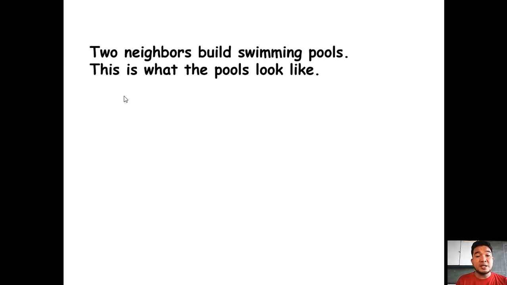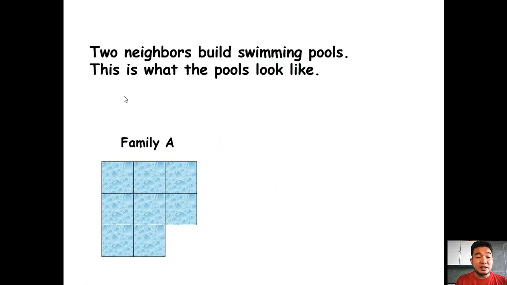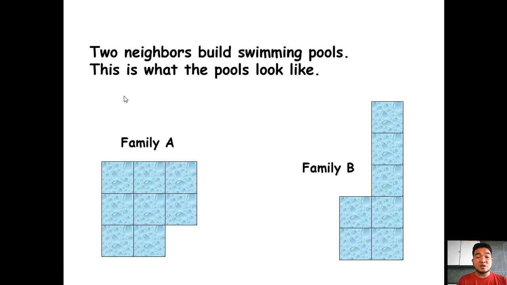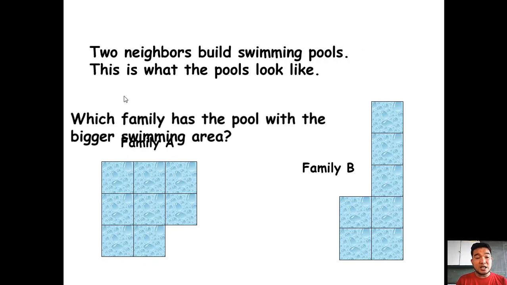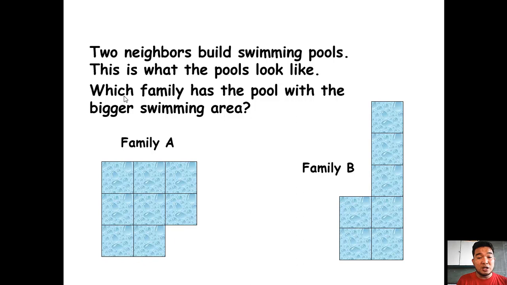Okay, 2 neighbors build swimming pools. This is what the pools look like. So that's the swimming pool of family A, and this is the swimming pool of family B. So ganyan yung naging itsura ng kanilang swimming pool, maybe because of the availability of their lot surface. The question is, which family has the pool with the bigger swimming area? So we solve for the area of these 2 pools.